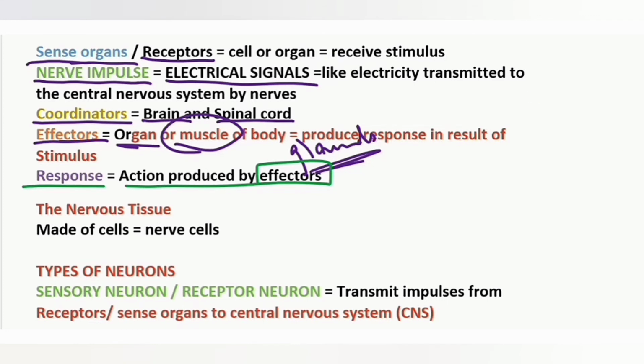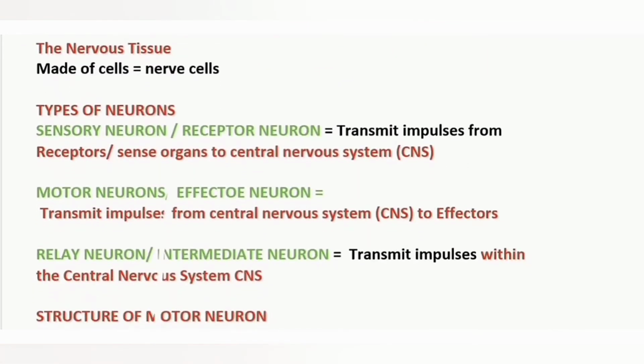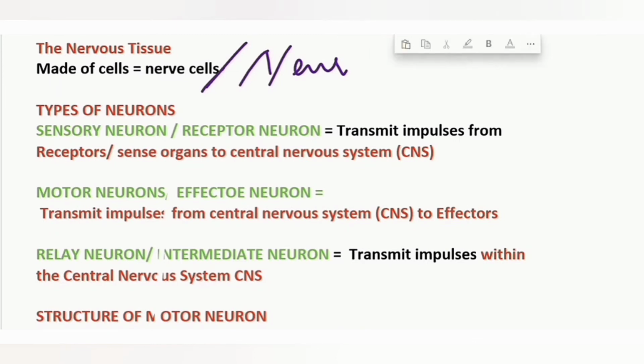Then there are the types of neurons. The nervous system is made up of different cells, which are the nerve cells, or we also call them neurons. Nerve cells or neurons combine to form tissues. There are three types of neurons which are responsible for carrying a message from one part of the body to another part of the body.